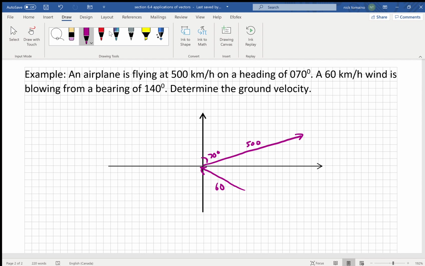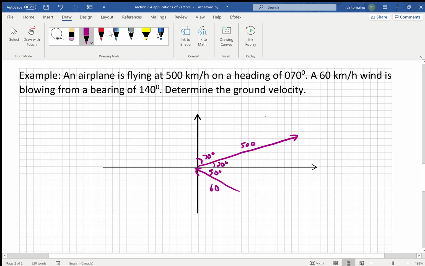Perfect. And now, if that's 140, that's 90 here. So we're going to have that this right here is 50. And then inside here, from here to here, that is 20. So the angle between these two right now is 70. Now what we want to do is take this wind vector and attach it onto the tip of the plane vector. So it's going to come like this. We're just going to move the vector like that, and then our resultant vector is from here to here.